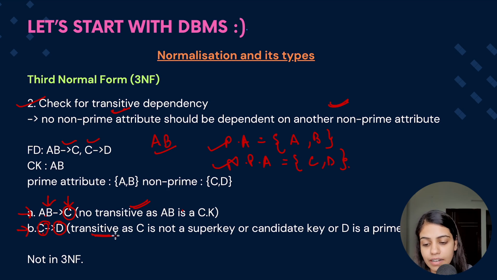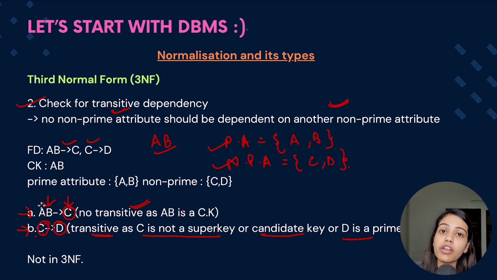So we can say a transitive dependency exists because C is not a super key or candidate key, and D is a non-prime attribute, so a non-prime to non-prime dependency exists, where a non-prime attribute is determining a non-prime attribute. See, a prime attribute can determine a non-prime attribute, and a non-prime attribute can determine a prime attribute, and a prime attribute can also determine a prime attribute, but there shouldn't be any dependency where a non-prime attribute is determining a non-prime attribute.